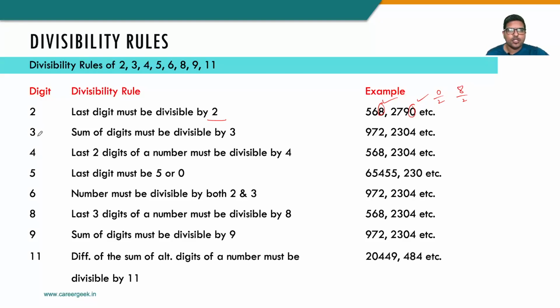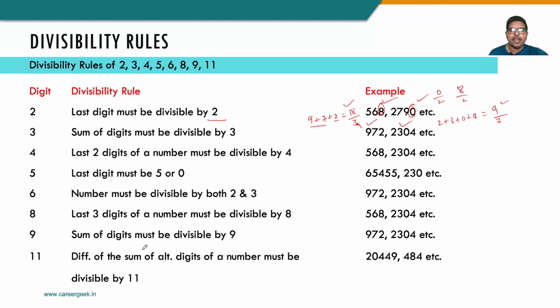That is about 2. For 3, the sum of the digits must be divisible by 3. Now, what do they mean by that? Let's say 972, right? Sum of the digits, 9 plus 7 plus 2, which is 16 plus 2, 18. The sum of the digits must be divisible by 3. Same for 2304, 2 plus 3 plus 0 plus 4, which is 9. So yes, 9 is divisible by 3. So this is divisible by 3.